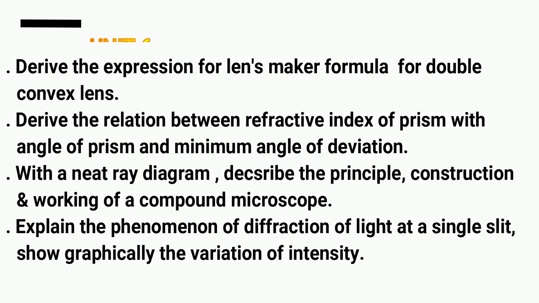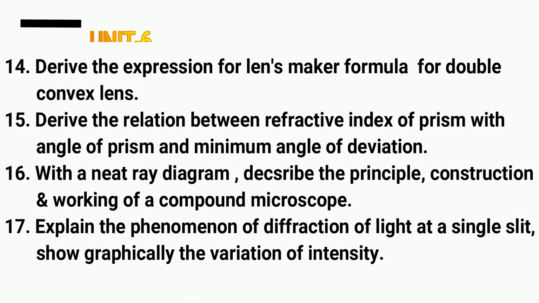In unit 6, the first question is to derive the expression for the Lensmaker formula for a double convex lens, and the relation between the refractive index of a prism with the angle of prism and the minimum angle of deviation. That means this question is coming from the refractive index of a prism, and the expression is mu equals sin of (A plus Dm) by 2 divided by sin A by 2.